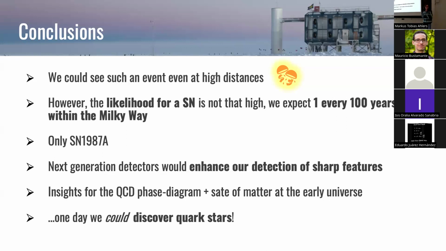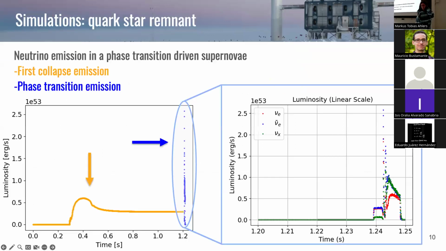How well do you know the timescales from the first emission and then the second emission from the phase transition to the quark phase? It's about a few seconds, so that can be estimated theoretically. It depends on the model, because there are many models, and it depends so much on how you pinpoint the specifics of the equation of state.